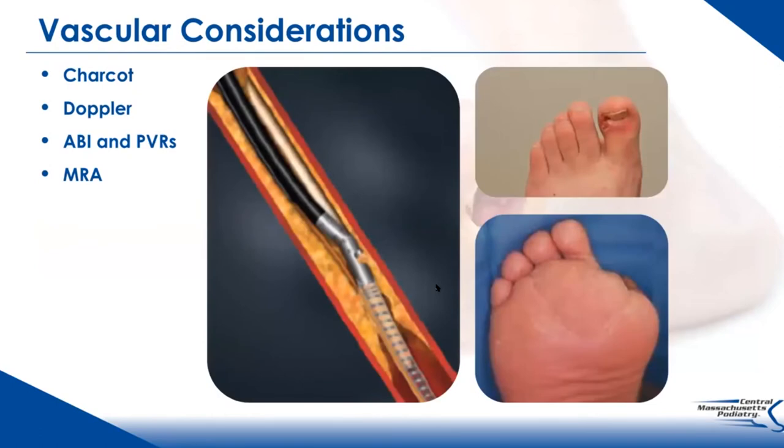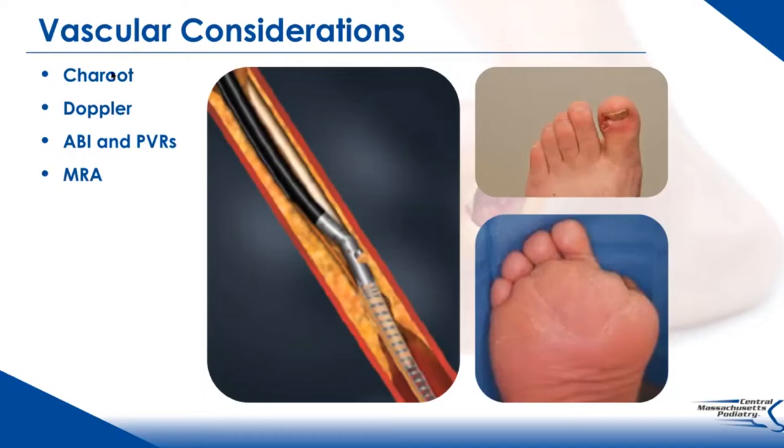I want to talk a little bit about circulation. So once again, circulation, I put this Charcot as well, which usually has really good circulation, like bounding pulses. You can feel the pulses. That's the Charcot foot. The other foot that I see are people that have poor blood flow.